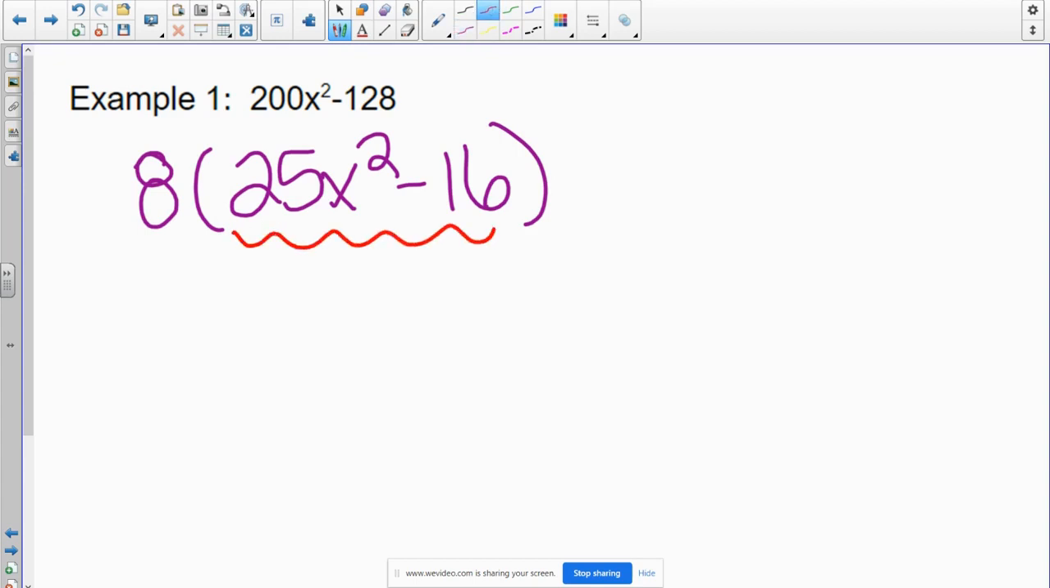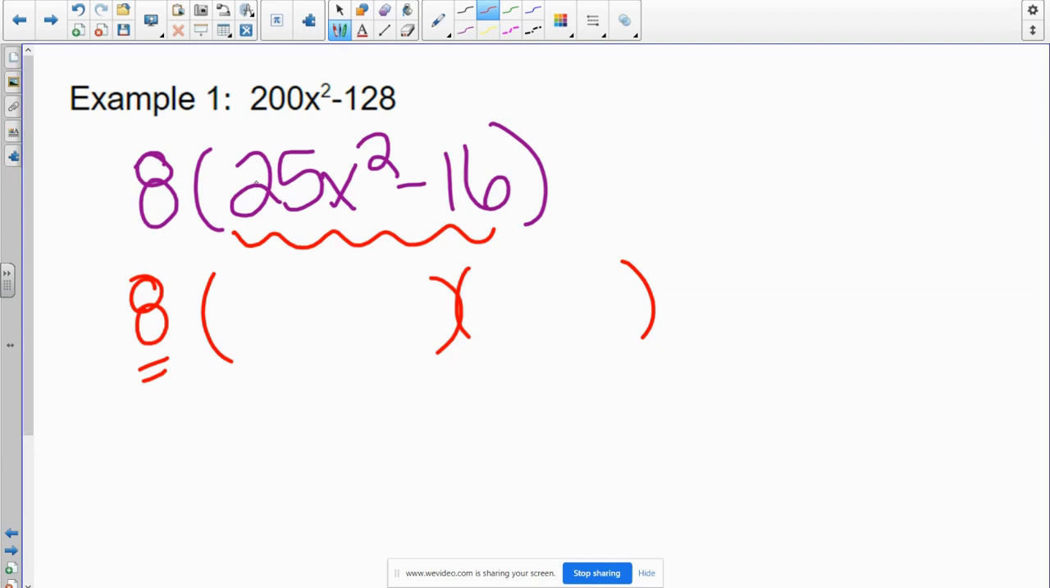So in our last lessons, we looked at special cases, and this is the special case of a difference of two squares. And I can tell, first of all, because it's subtraction, and second of all, both 25 and 16 are perfect squares. So we're going to put our double parenthesis there. Don't forget to bring down that 8 because you have to multiply it by 8 to go back to the 200x squared minus 128 when we check it.